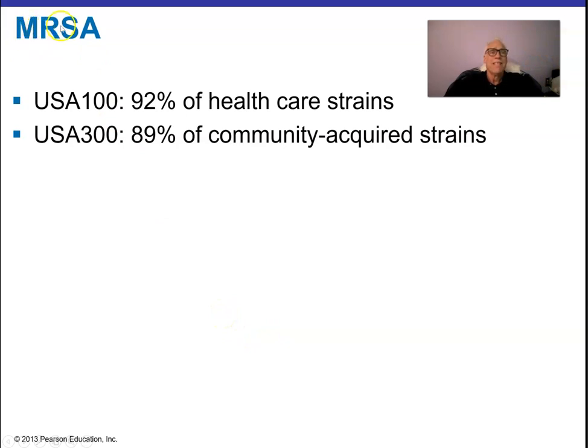Methicillin resistant Staphylococcus aureus. They're everywhere. Something like 92% of Staph aureus strains in the hospital are now MRSA. And about 89% of community-acquired Staphylococcus aureus infections are now methicillin resistant. So it started out as just a nosocomial problem. Now there's resistant staph everywhere, all throughout the community.